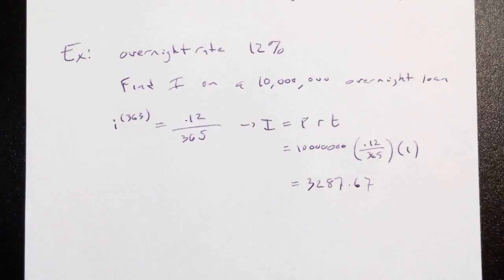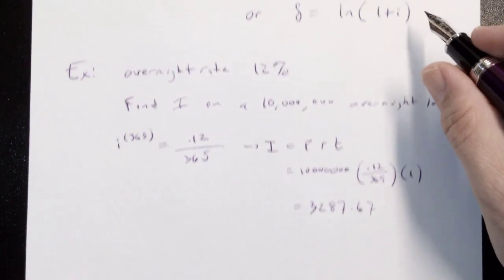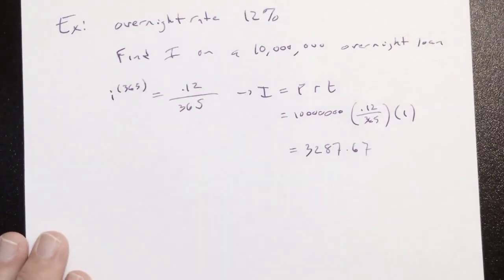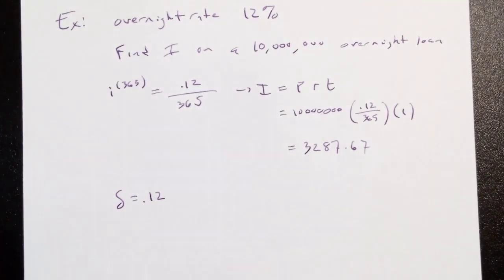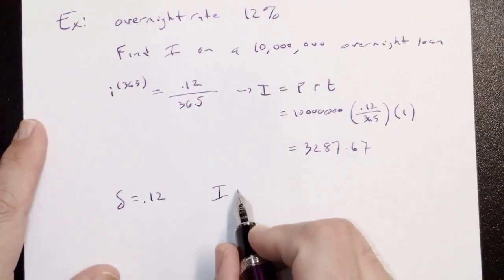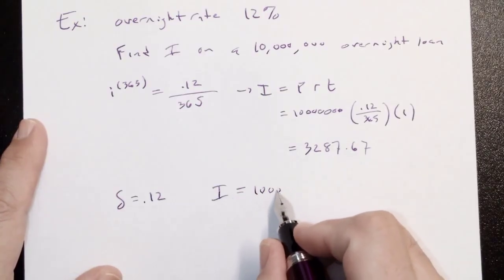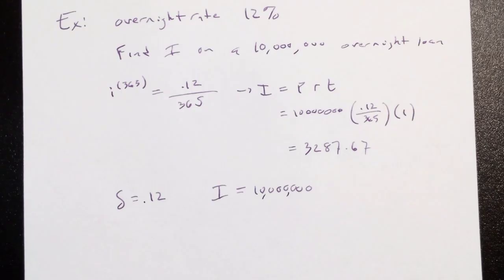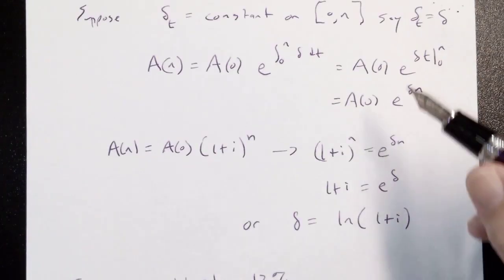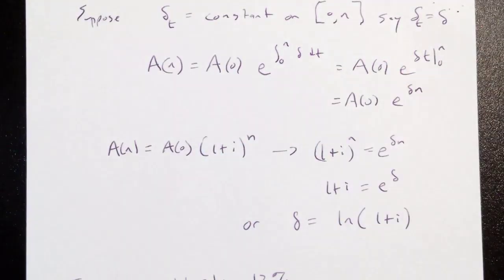$3,287.67. Okay. If instead of using the daily rate, I use force of interest, then I can say the interest earned will be 10 million times the integral, minus the original 10 million, right? Because all I want is the interest. I don't want the whole future value. I just want the interest.